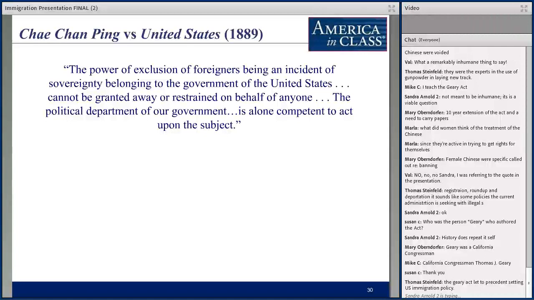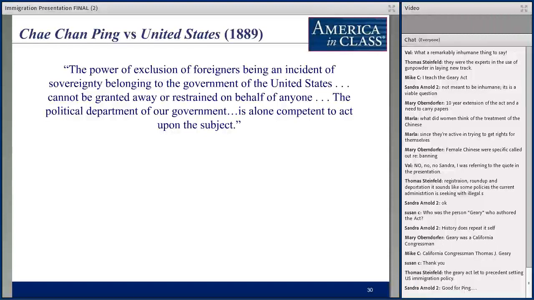And what's so important in Chae Chan Ping is that the United States Supreme Court defines immigrant exclusion at US borders to be a realm of governance known as plenary power, that it's intimately tied to foreign relations. And therefore, Congress and the executive, the president, Congress in particular, but Congress and the president, have unregulated authority over determining who can enter the country. So here's the most important quote from that legislation. The political department of our government, namely Congress and the president, is alone competent to act upon the subject of immigration control.